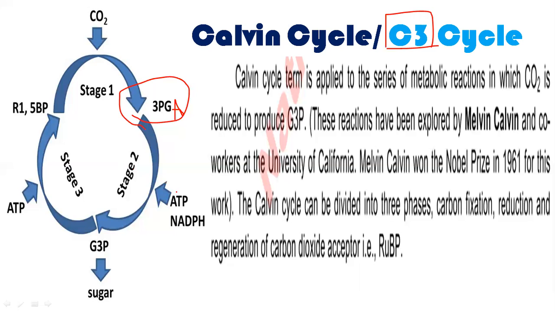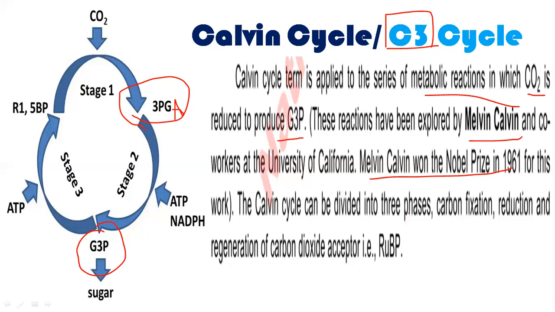What are these stages? We will talk about them in a few minutes. The Calvin cycle is termed as the series of metabolic reactions in which carbon dioxide is reduced to G3P. These reactions were explored by Melvin Calvin and his co-workers at the University of California. For this work, Melvin Calvin got the Nobel Prize in 1961.